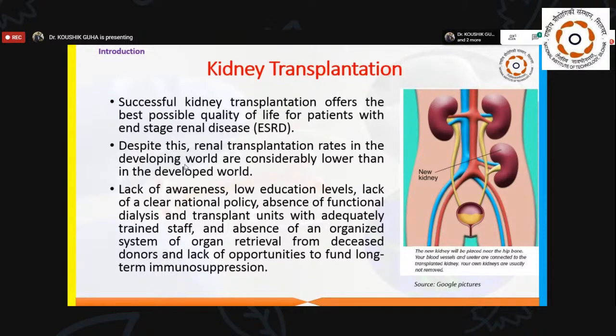But there is lack of awareness, low education levels, lack of a clear national policy, absence of functional dialysis and transplant units with adequately trained staff, absence of an organized system of organ retrieval from deceased donors, and lack of opportunities for long-term immunosuppression. So these are the lacks. Awareness is very small, and we do not have a good national policy on who can donate, how to bring the donated kidney, and how to transplant it. This requires national policy guidelines. So this is also a time consuming process.